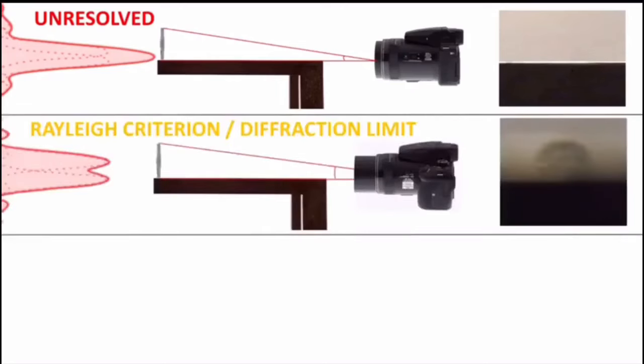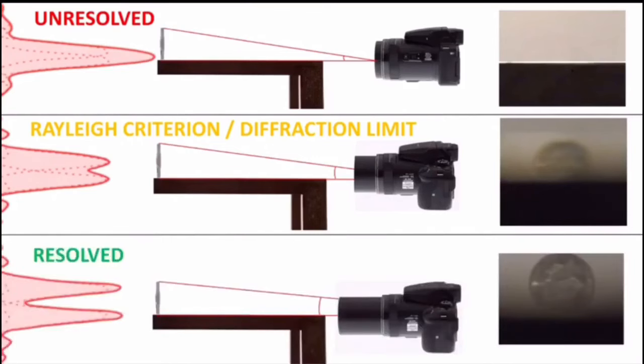But when you zoom back in, you increase the focal length and you increase the angle at which you are viewing that object. Now when you zoom in enough, it will meet the Rayleigh criterion, where you can see the 2 distinct objects again, the coin and the table. And when you get past that diffraction limit, you can fully resolve the object. Now this has all to do with the angle that you are viewing an object.